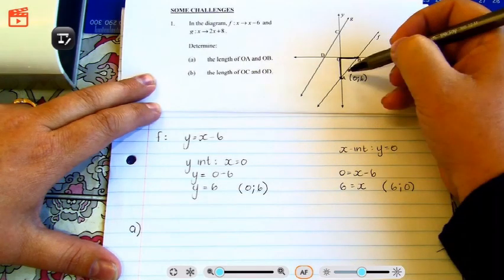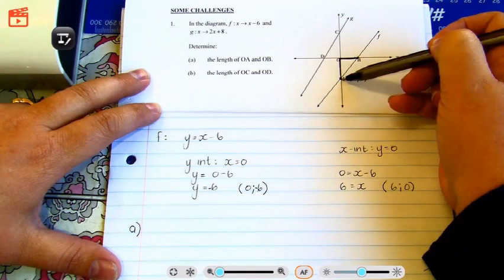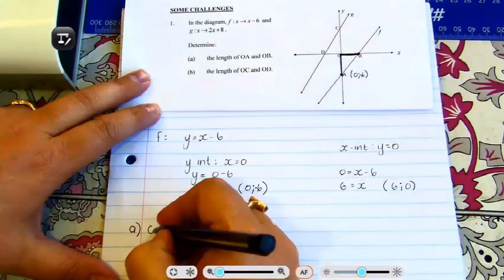So how many units does it go from there, y is 0, there y is negative 6. So it goes down 6 units. Now remember I told you that length or distance can never be negative. So therefore you would say that OA is 6 units. So the length from O to A is 6 units, but the point A is negative 6. But distance can never be negative.